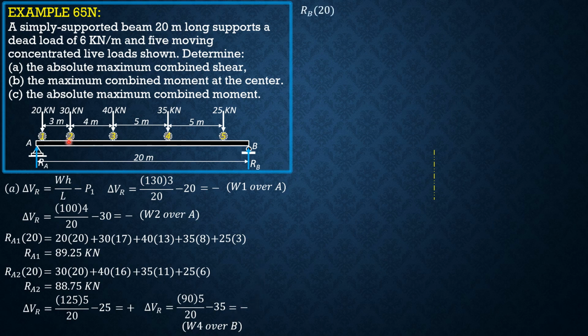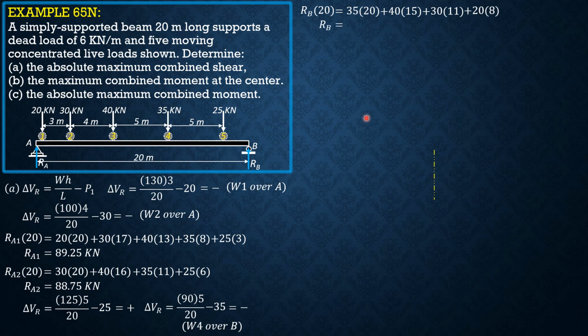So this is possible, 35 over B, because it satisfies the condition also. So summation moment A equals 0, RB times 20 equals wheel 4 is over B, so 35 times 20. Then plus 40 times 15, because 20 minus 5 is 15. 15 minus 4 is 11, so plus 30 times 11. 11 minus 3 is 8, so plus 20 times 8.